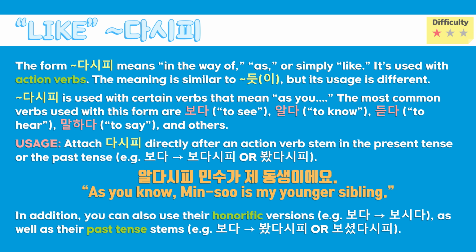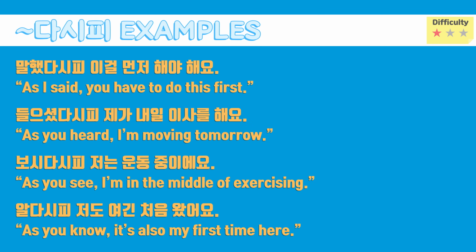알다시피 민수가 제 동생이에요. As you know, 민수 is my younger sibling. In addition, you can also use their honorific versions. So 보다 can become 보시다, as well as their past tense stems. So 보다 could become 봤다시피 or 보셨다시피. 말했다시피 이걸 먼저 해야 해요. As I said, you have to do this first.